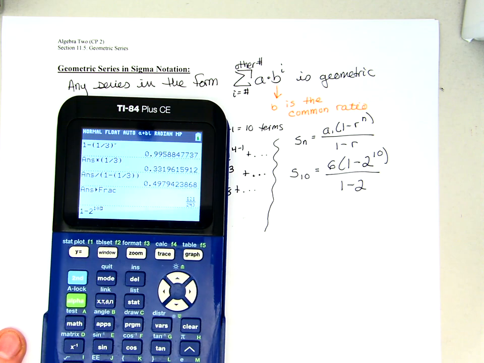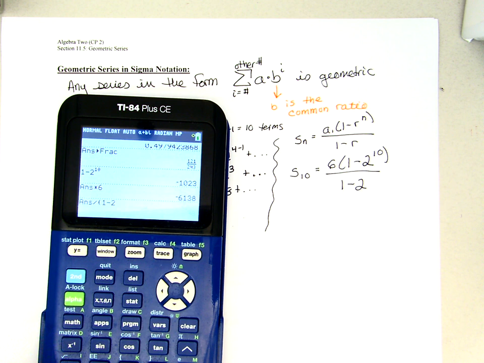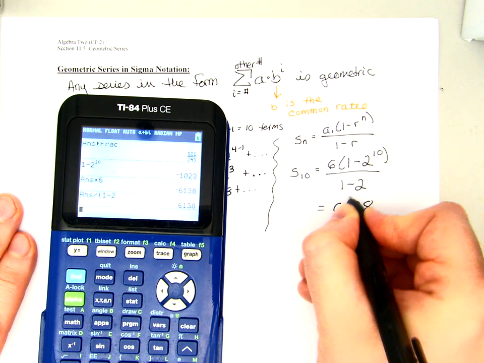I'm getting 1 minus 2 to the 10th. I'm multiplying by 6. I'm dividing by 1 minus 2. That's going to give me 6,138.